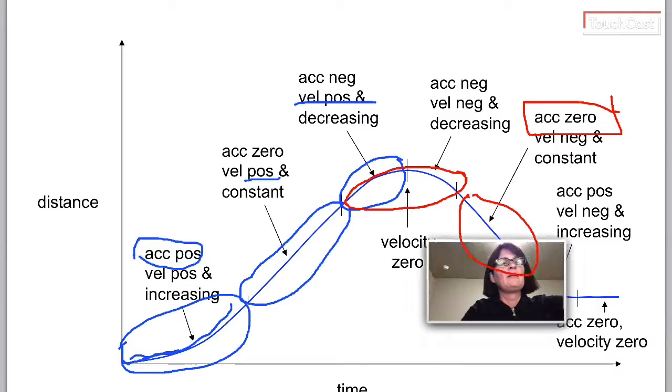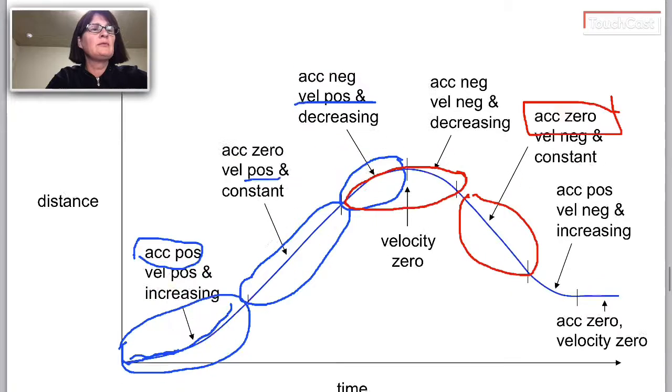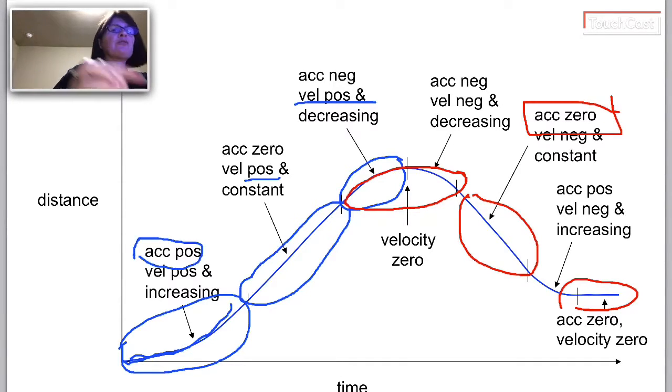I especially want to talk about this last little piece. We said here that the velocity was 0 because the distance function is flat. So the slope of a horizontal line is 0. So then the derivative of 0 is also 0. So we have acceleration of 0 here as well.